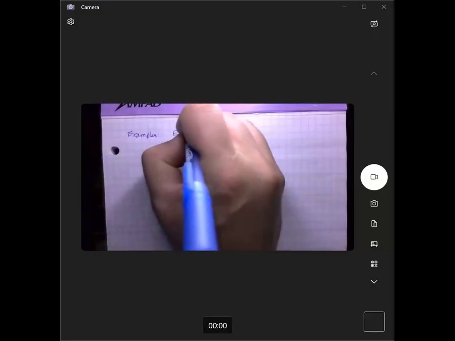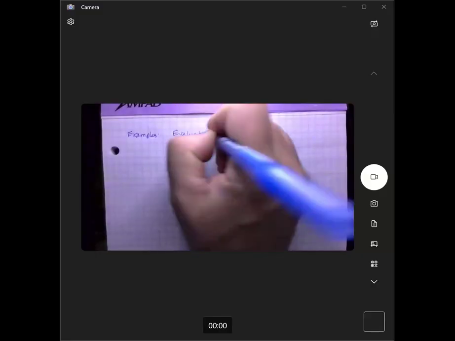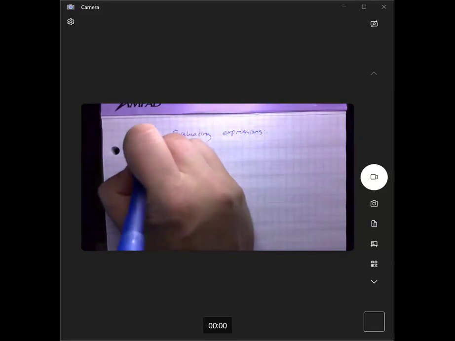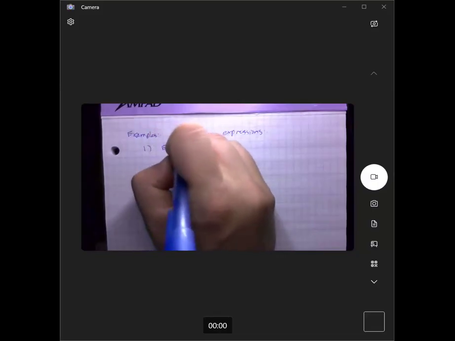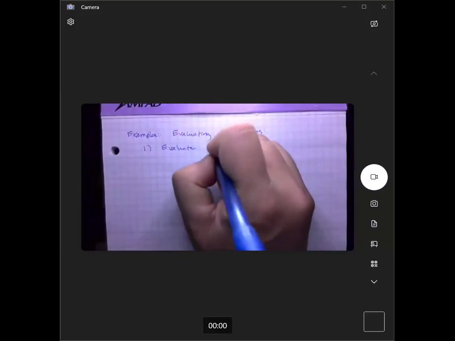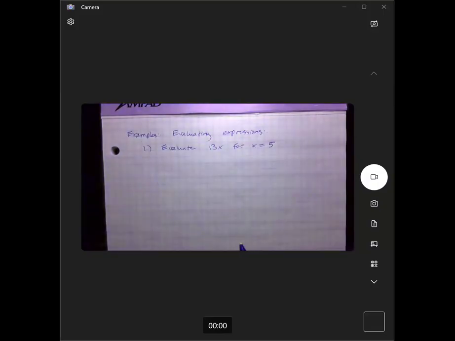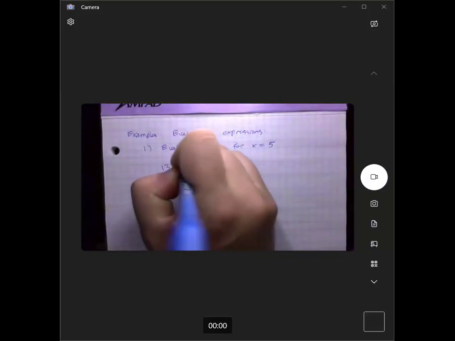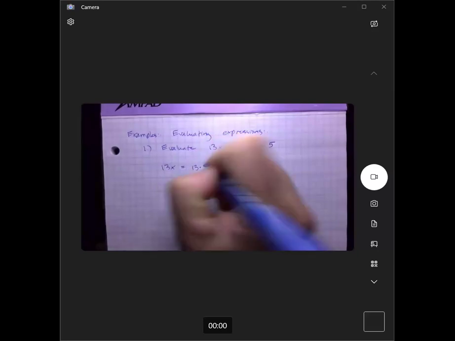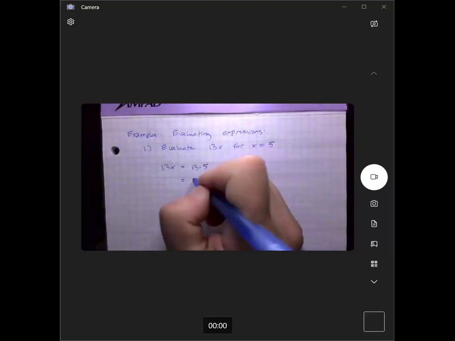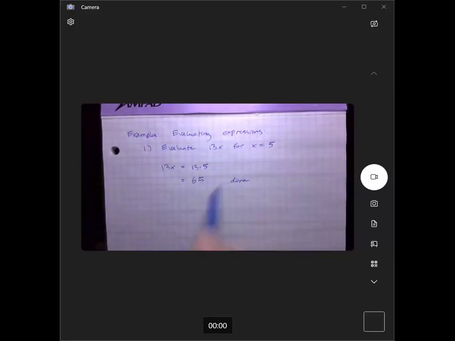Examples, evaluating expressions. So let's evaluate 13x where x equals 5. So we take 13x equals 13 times 5. We're doing the evaluate expression thing here, so we're going to work our way down. 13 times 5 is 65, and we're done. We've replaced the variable with the specific number, and we calculated the result.